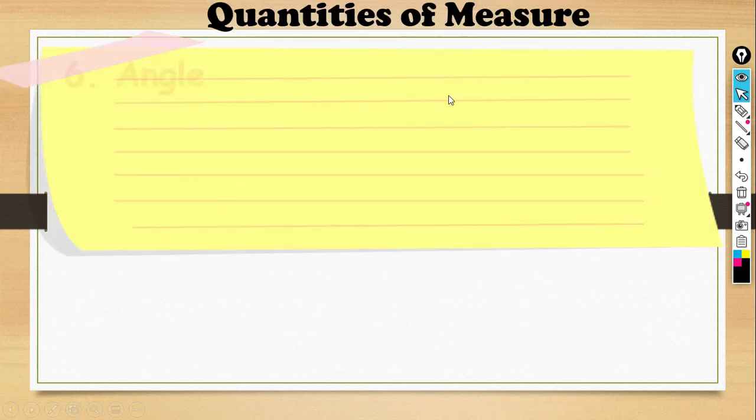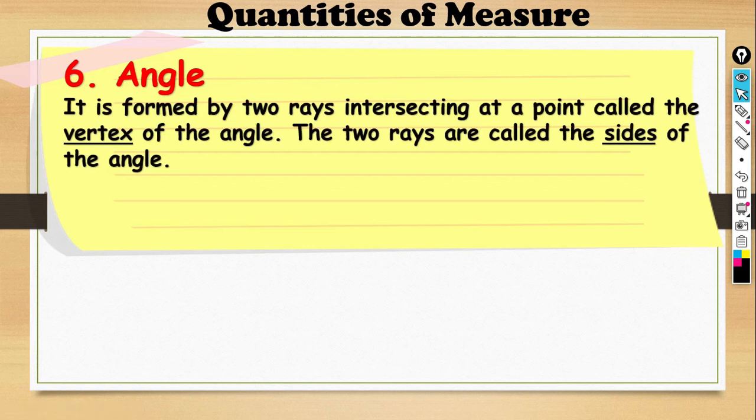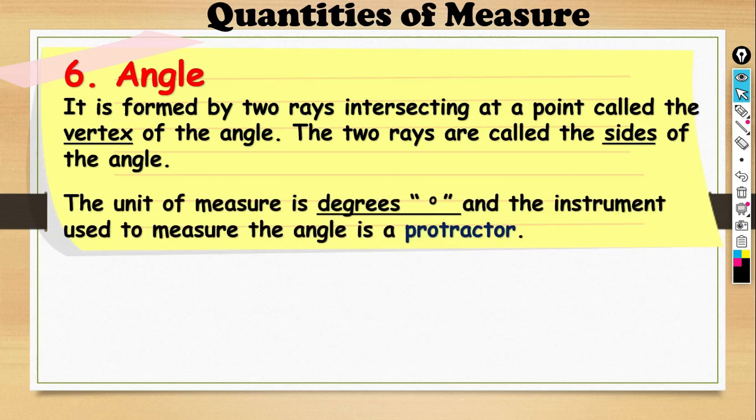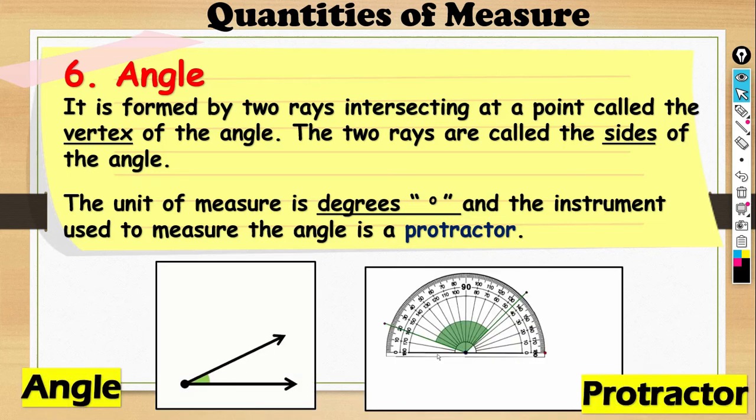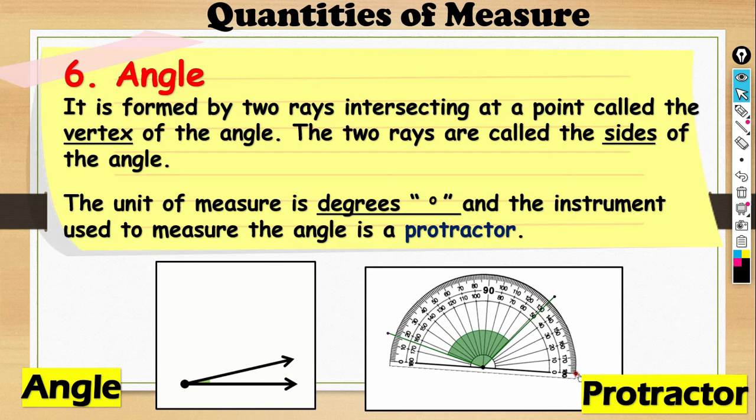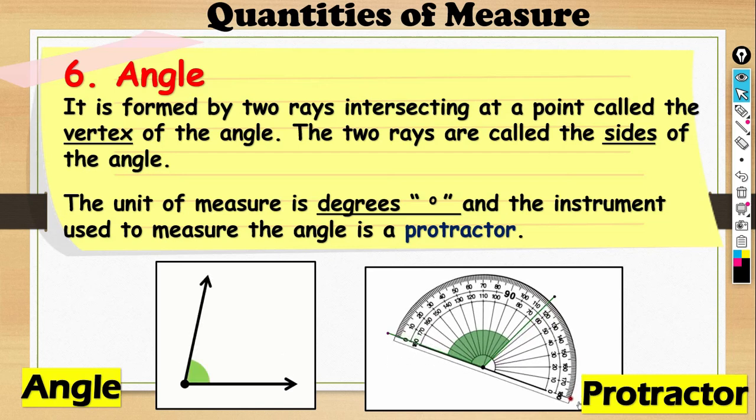Next quantities of measure is angle. It is formed by two rays intersecting at a point called vertex of the angle. The two rays are called the sides of the angle. The unit of measure is degrees, and the instrument used to measure the angle is a protractor. So, ito yung itsura ng angle natin. And then, we have here the protractor. Ayan, yung itsurang semicircle.